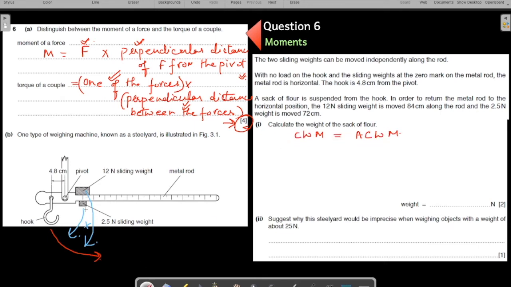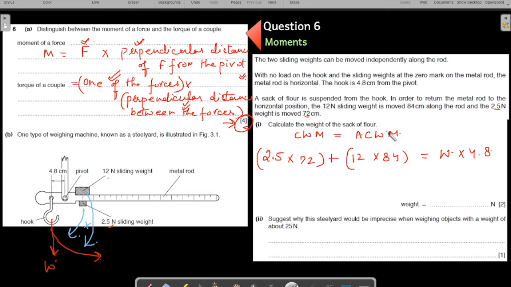So what is the clockwise moment? It is due to 2.5 newtons force multiplied by its distance. How much is its distance? 72, plus 12 multiplied by its distance, 84, is equal to the weight W, the weight which will be hanging here, multiplied by its distance, 4.8. So why are we not converting the centimeters into meters?